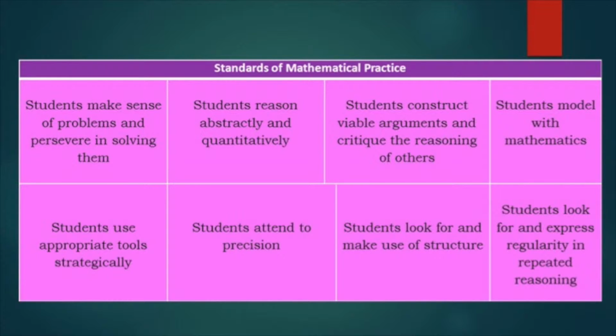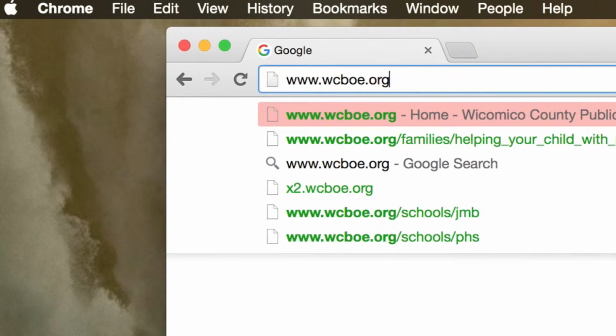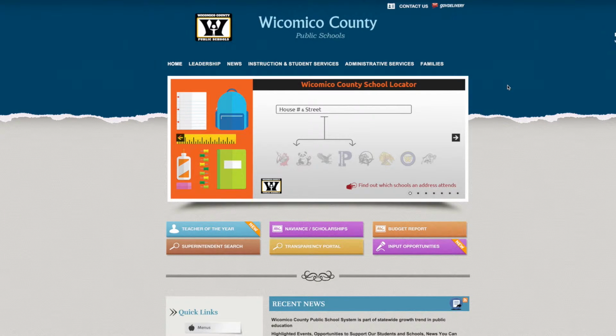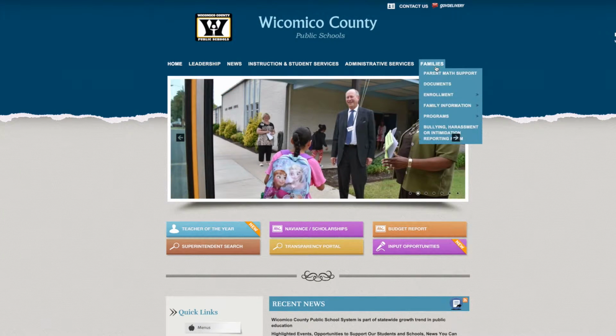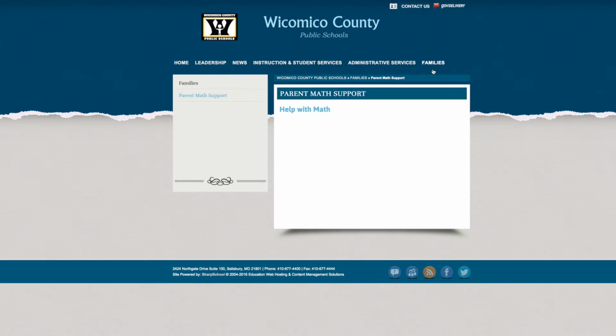As can be expected, some instructional strategies may not be as familiar to students or parents as traditional algorithms. This is why our district has created as part of our website a guide for parents that can help to explain the strategies our students are learning in math class. Starting at our homepage, www.wcboe.org, you will notice a link to the right specifically for families. Highlighting this link pulls up a tab for Parent Math Support.